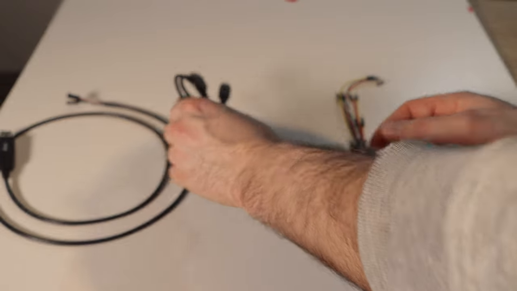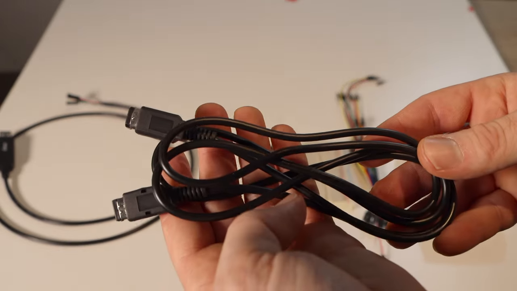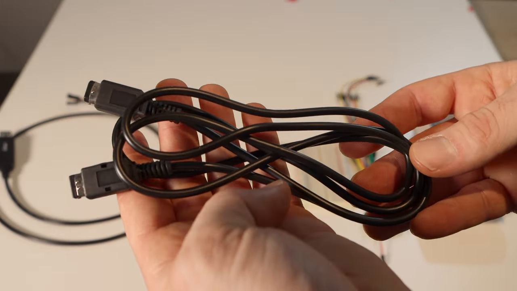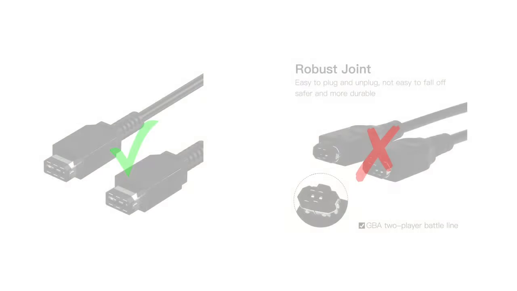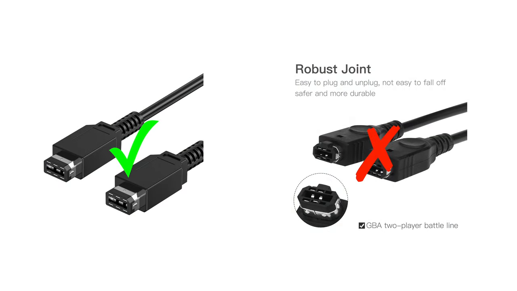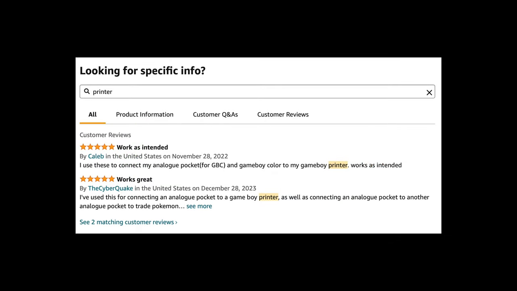Next, we need a Game Boy link cable. Pretty much any two-player link cable should work as long as it includes all 6 pins. If in doubt, I would just check the comments to see if anyone mentions using it with a Game Boy printer. Remember that we will be cutting the cable in our case, so I wouldn't spend too much on it.